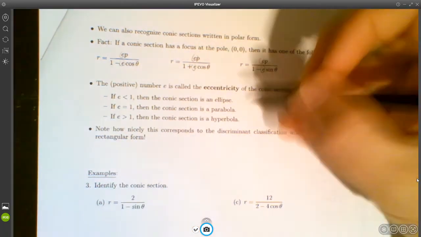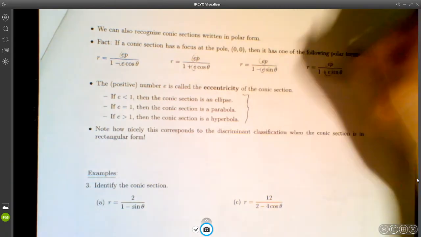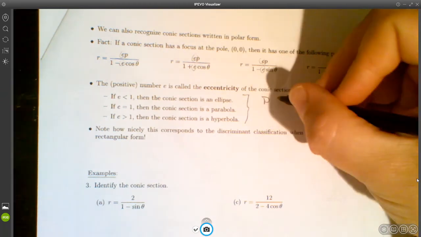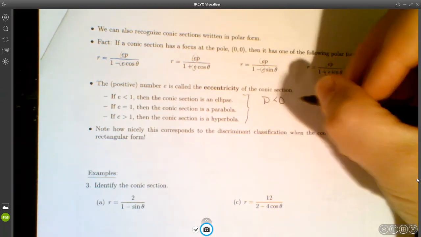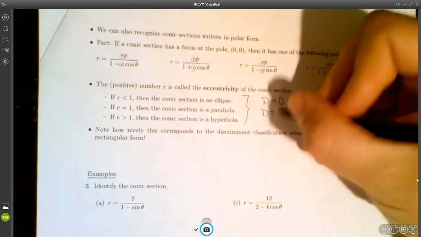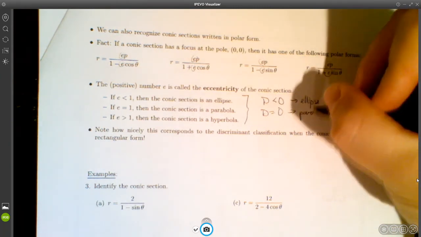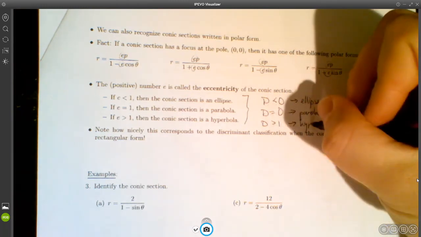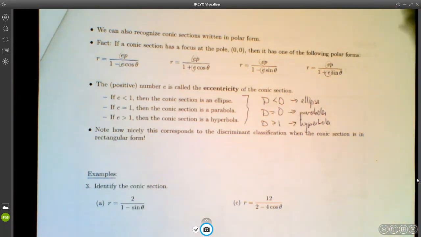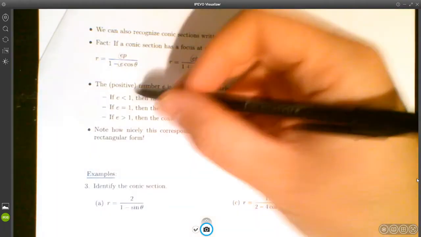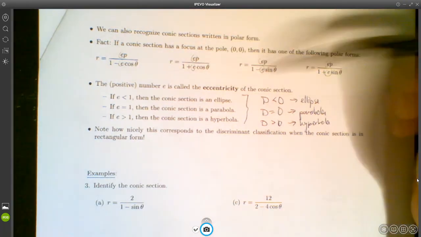You'll notice that this is really similar to the discriminant idea when we were looking at conic sections earlier. We said if the discriminant, I'll call it D, was less than 0, then we got an ellipse. If the discriminant was equal to 0, then we got a parabola. And if the discriminant was greater than 0, then we got a hyperbola. So it's the same notion here, only instead of 0 it's now 1, and we make the determination based on the eccentricity.